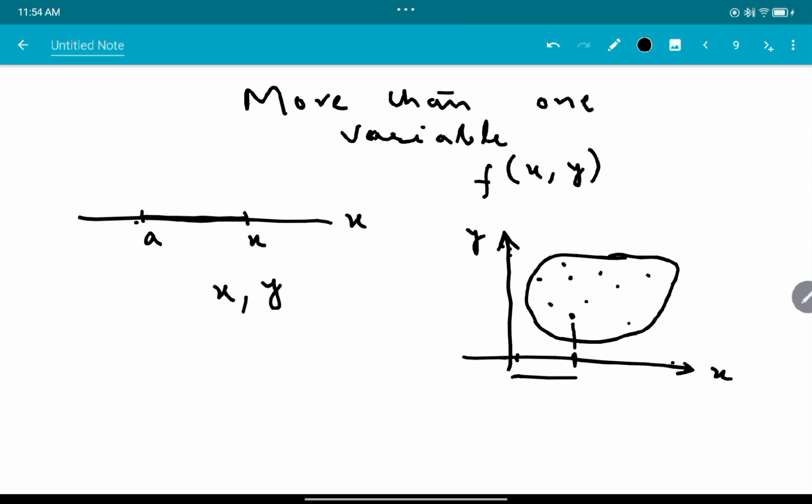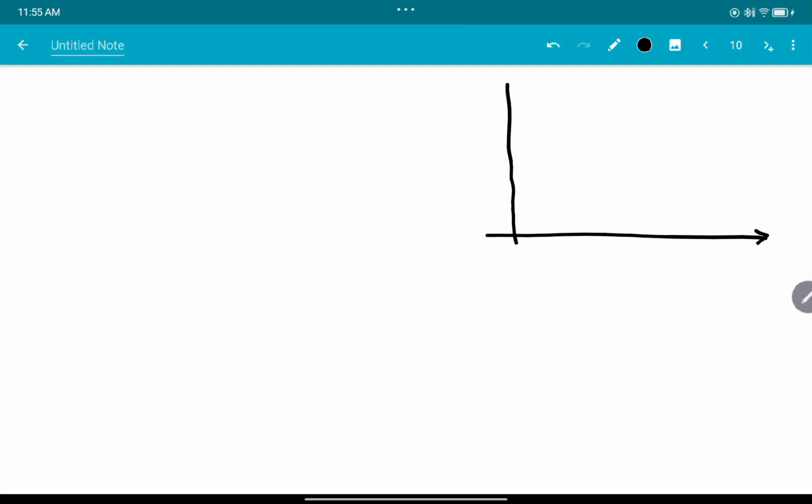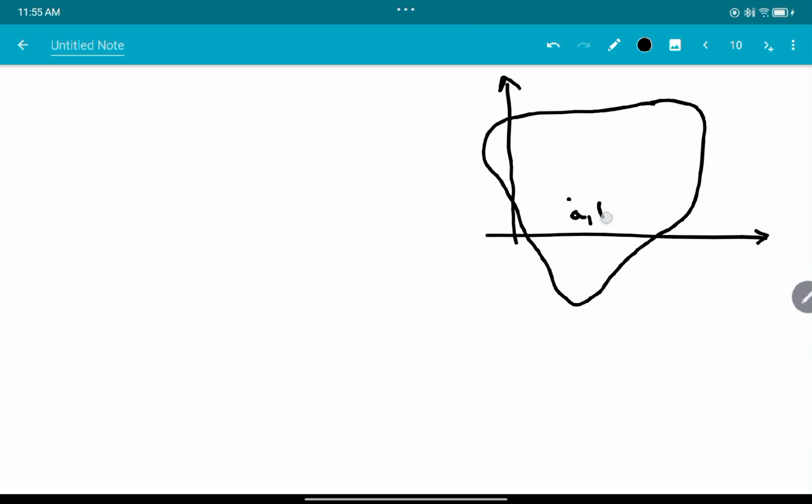This area is normally called a region, denoted by R. Not to be confused with range. Region denoted by R. Now suppose I now have a particular region. Say this is X, this is Y, and this is the region that I have. And in this region I have two fixed points. A, B is one point.